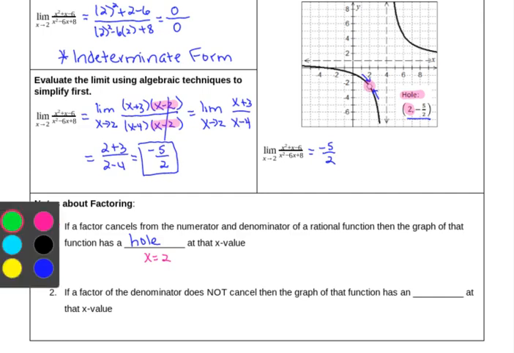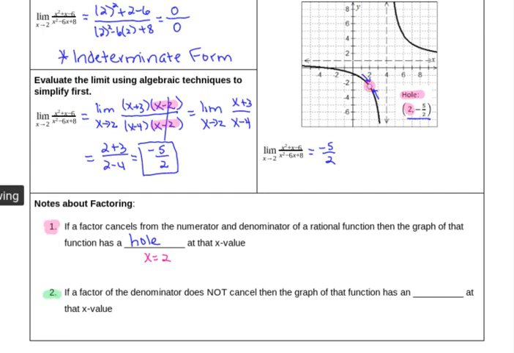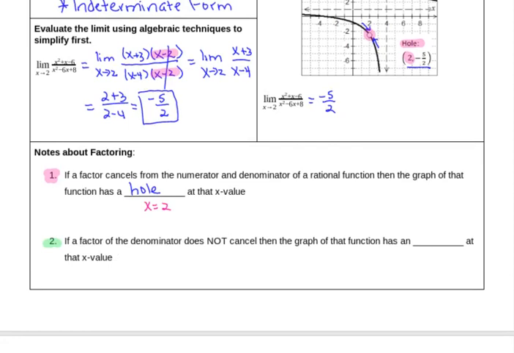For this second one, this second note says if a factor of the denominator does not cancel, then the graph of that function has, cross this off actually for me, a vertical asymptote.